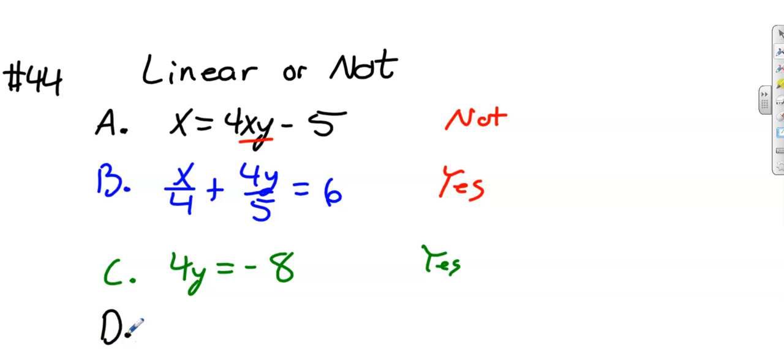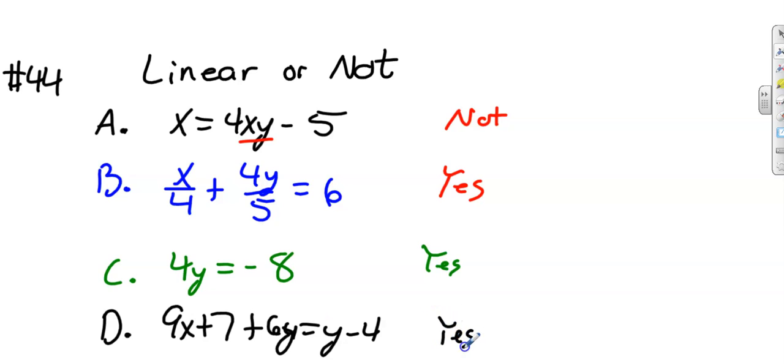And then the last one. 9x plus 7 plus 6y equals y minus 4. Same thing, nothing in the denominators. No variables in the denominators. There's no x times y. Everything's to the first power. Yeah, so we're good to go.